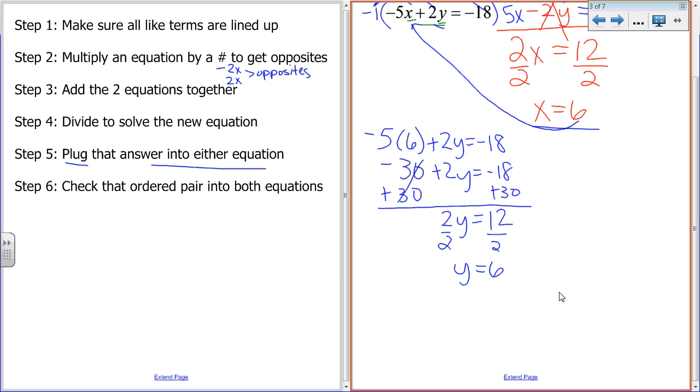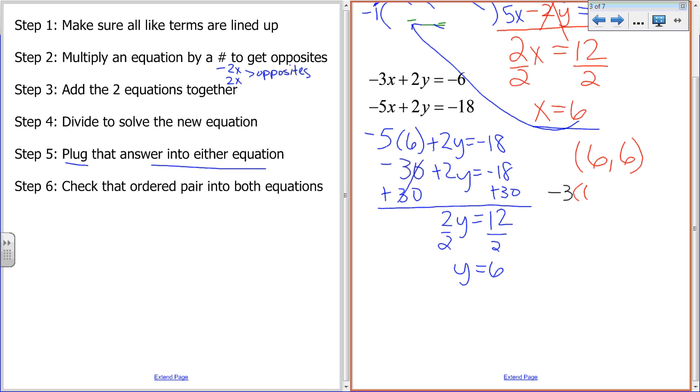Now we want to remember to write our answer as an ordered pair. So we have 6, comma, 6 for our ordered pair. And we need to check that solution. So I'm not quite sure what happened here. And I'm going to bring that back down so we can see what we have. So we're going to have negative 3 times 6 plus 2 times y, which is 6. And that's going to equal negative 6. When we look here, we get negative 18 plus 12.